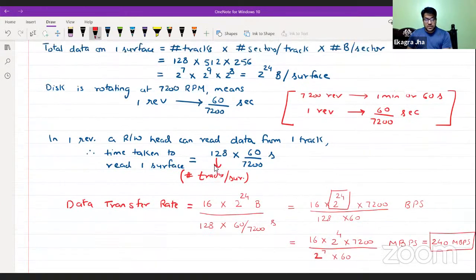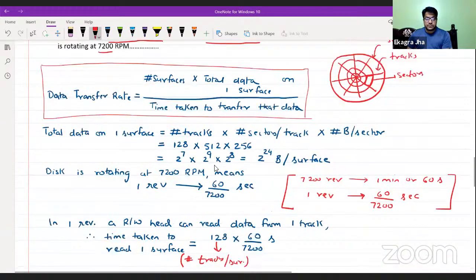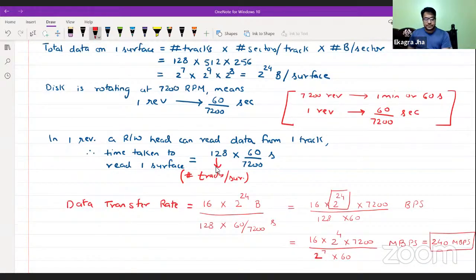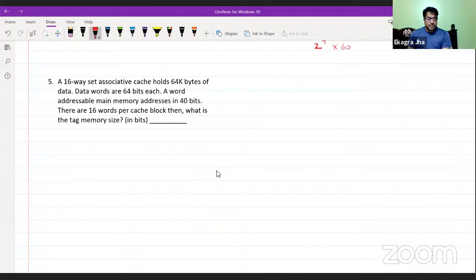Let's have a clear view of this, and then we can move on to the next question. Again, we have the same cache question here, but now it asks something different.